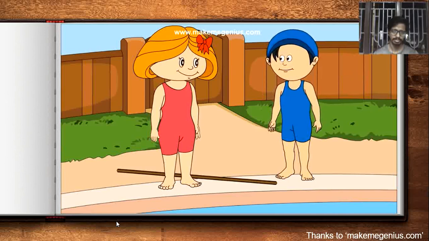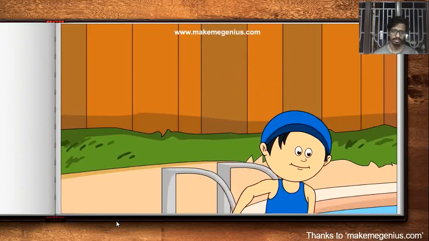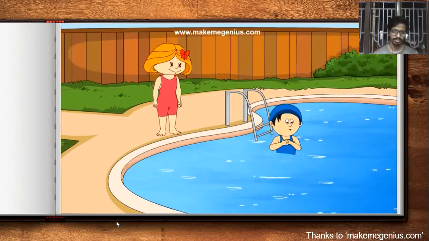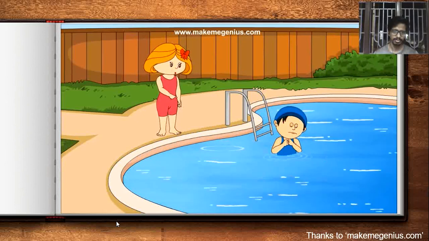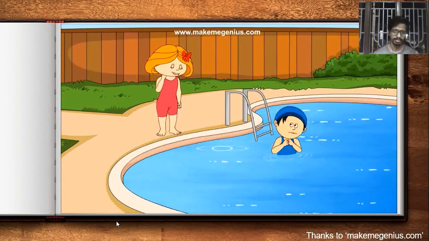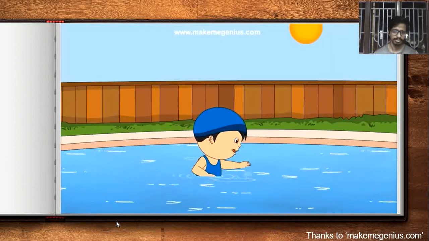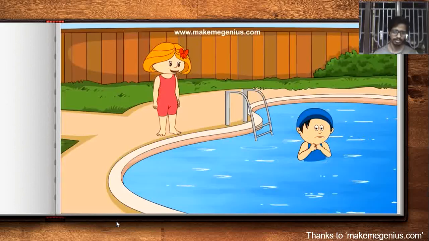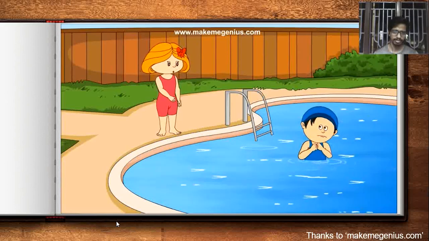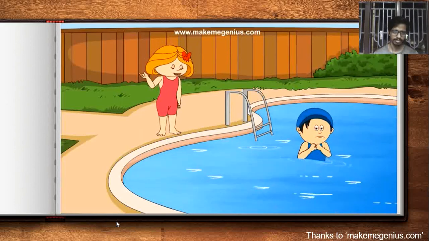Okay. This water is so cold. I want to come out. Okay, but before you come out, try to run for some distance in the water. I can't run faster. This water is stopping me. Ah, darling. Now come out. Let's go home and learn more about refraction.